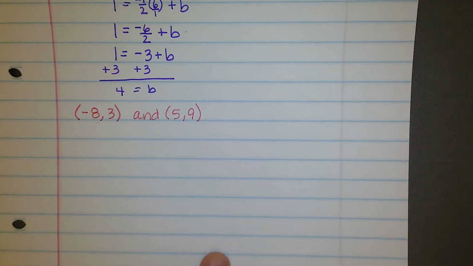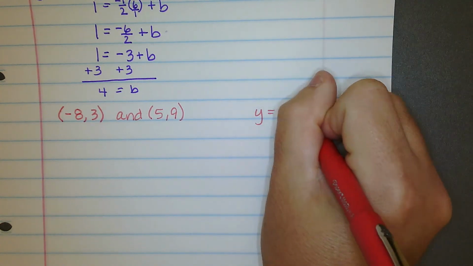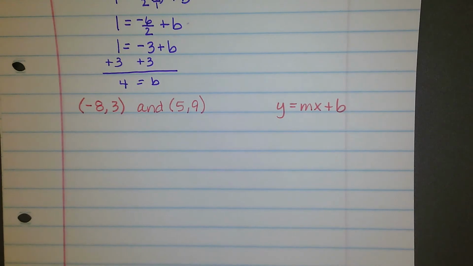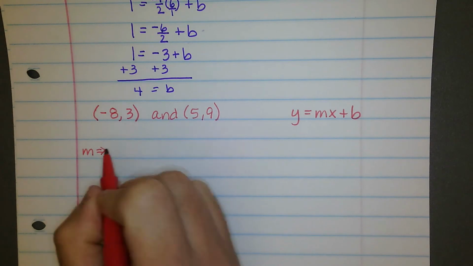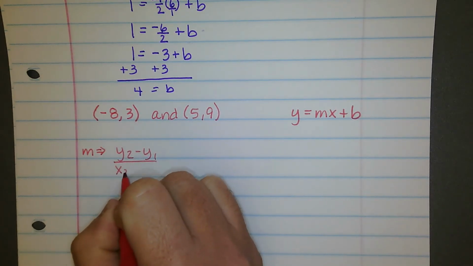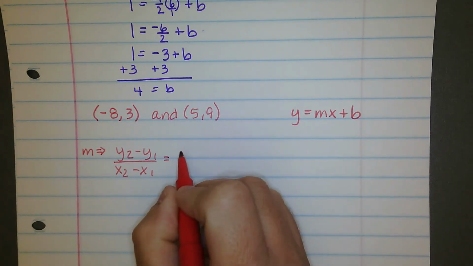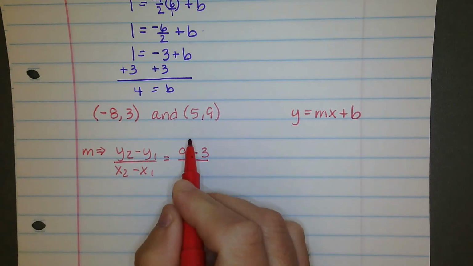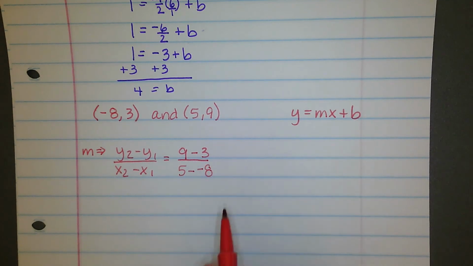So we're finding an equation of a line. I'm going to go ahead and put my y equals mx plus b over here to remind myself that I need to find the m and the b in order to answer the question successfully. I'm going to start by doing my slope formula, which is y2 minus y1 over x2 minus x1. And I'm going to fill in my coordinates. So this is going to be 9 minus 3 and 5 minus negative 8.